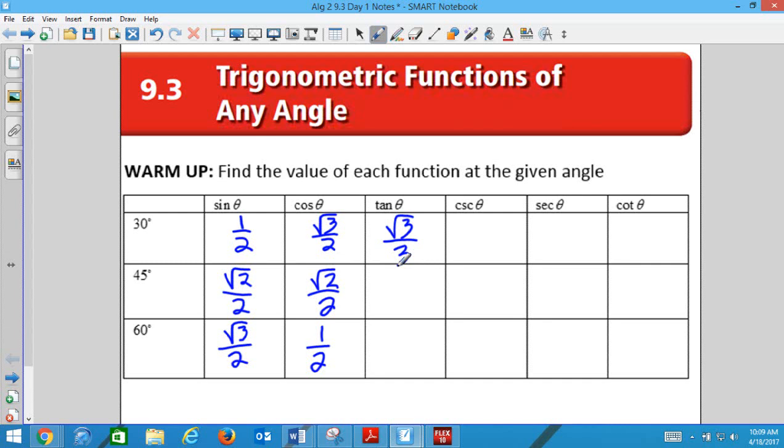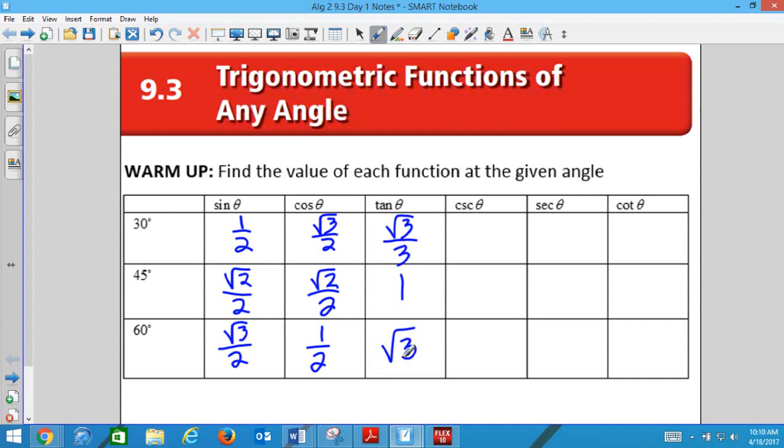Tangent of 45, since it's an isosceles triangle, both sides are the same, so tangent is 1. And then tangent of 60 is the reciprocal of tangent of 30. That one's square root of 3. Those you're going to have to memorize. I remember one of them is square root of 3 over 3, I remember the other one is square root of 3. But to remember which one's which, the one with all the 3's goes with the 30.